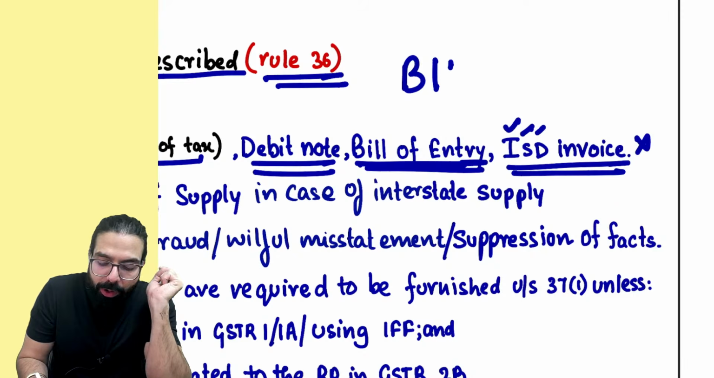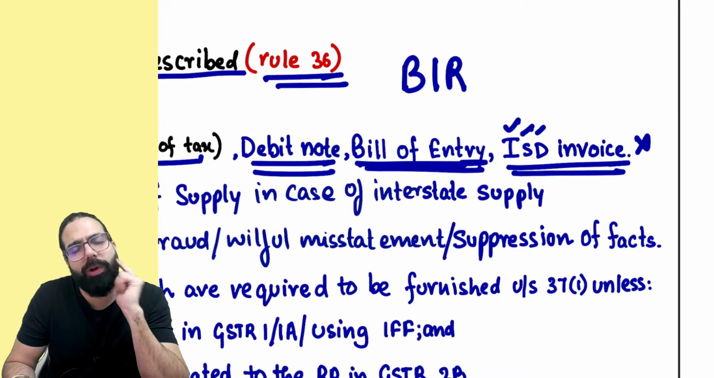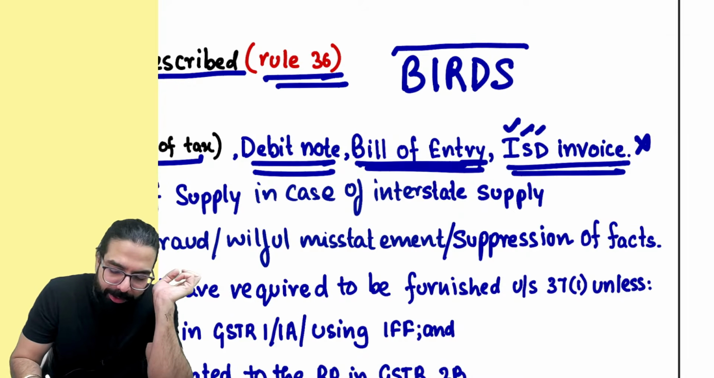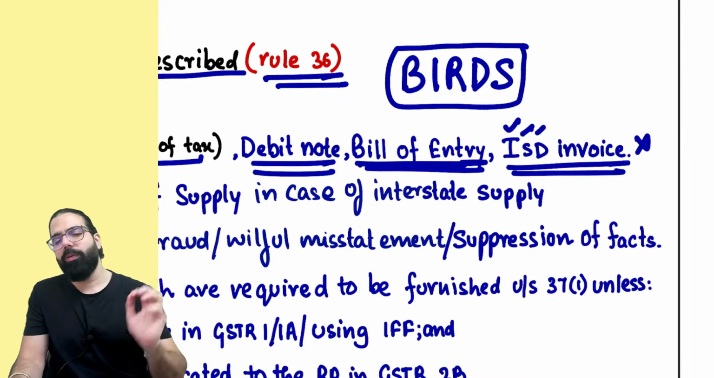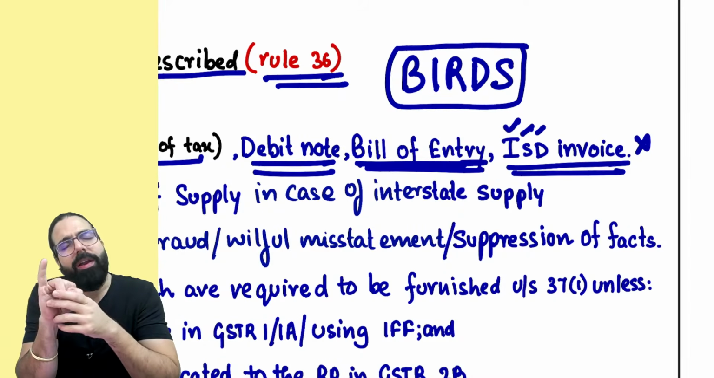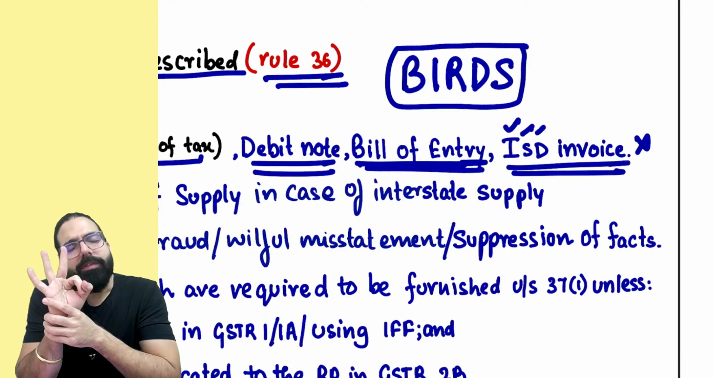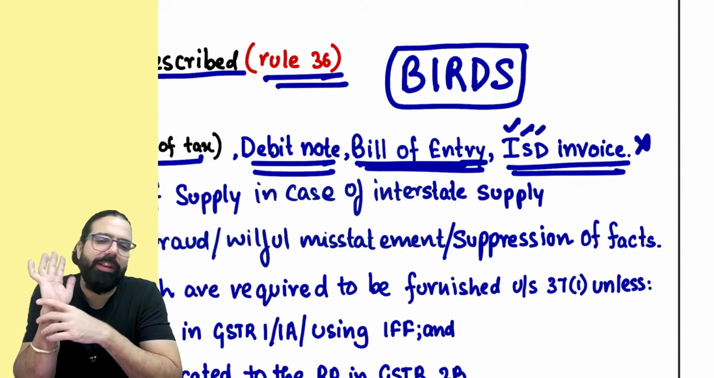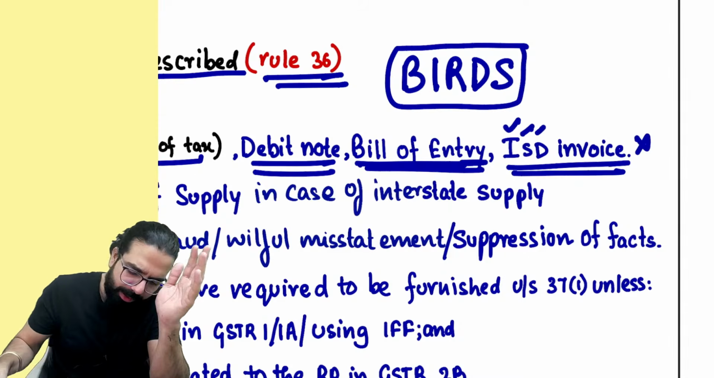Okay? R for RCM case, you should have self invoice, debit note, and supplier's invoice. It means you should have BIRDS in order to take the credit. What is BIRDS, everyone? You should have bill of entry, ISD invoice, supplier's invoice, in reverse charge case self invoice, debit note, and supplier's invoice. Only then you can take the credit.